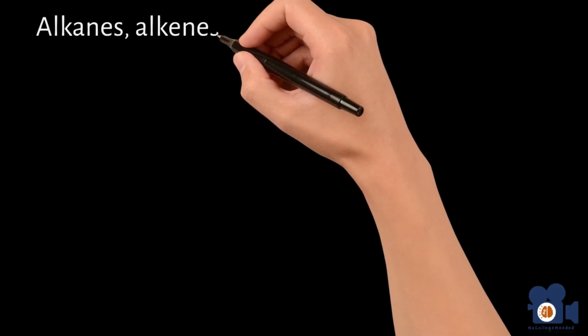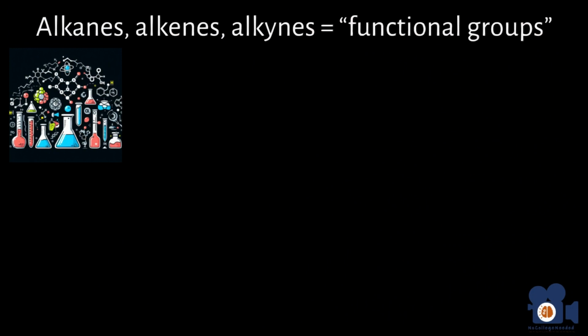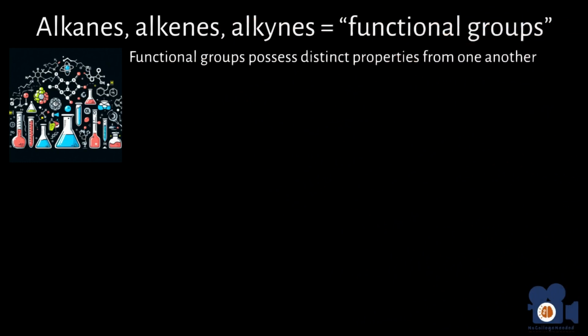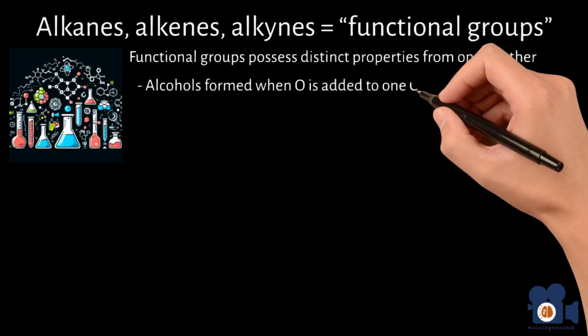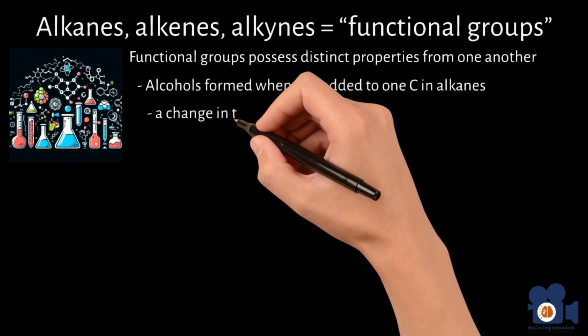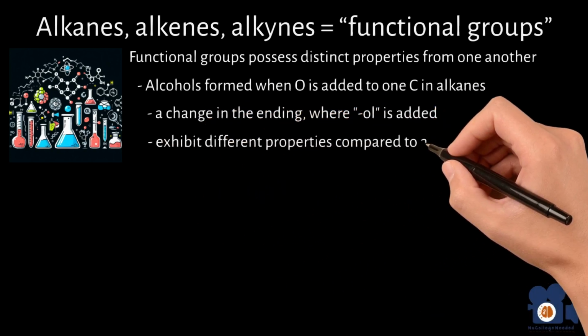Alkanes, alkenes, and alkynes are considered different functional groups within the classification system of organic compounds. These functional groups possess distinct properties from one another. Another distinct functional group is alcohol. Alcohols are formed when oxygen is added to one of the carbons in alkanes. Unlike alkanes, the naming of alcohols involves changing the ending, where -ol is added to note the presence of the alcohol functional group.